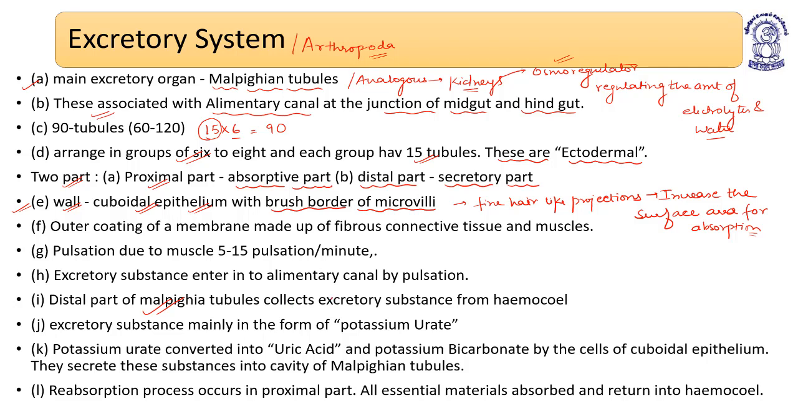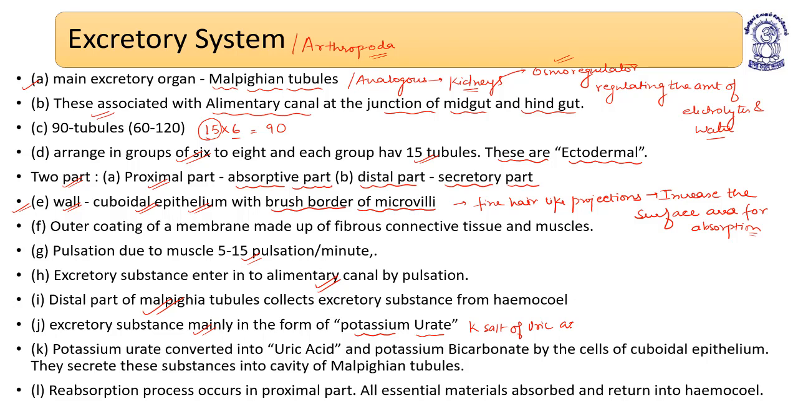The excretory substance enters the alimentary canal by the pulsation of these muscles. The rate of pulsation is 5 to 15 pulsations per minute. The excretory substance is mainly in the form of potassium urate, I mean, the potassium salt of uric acid.